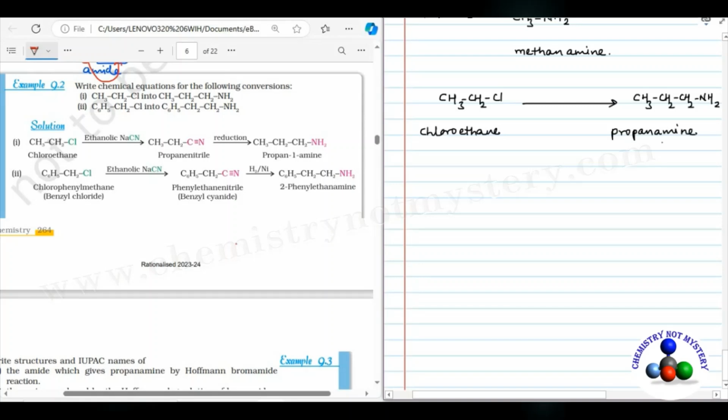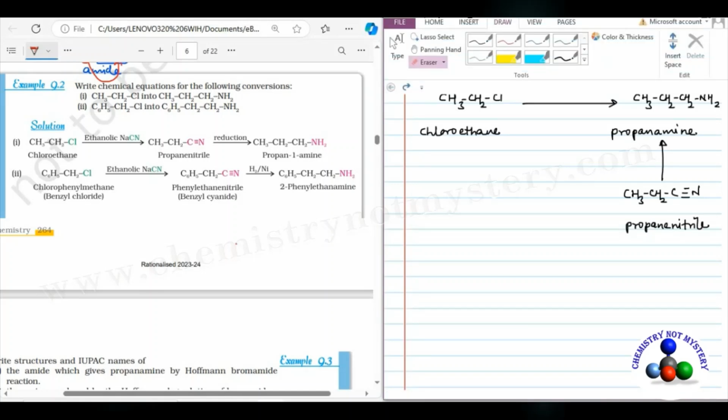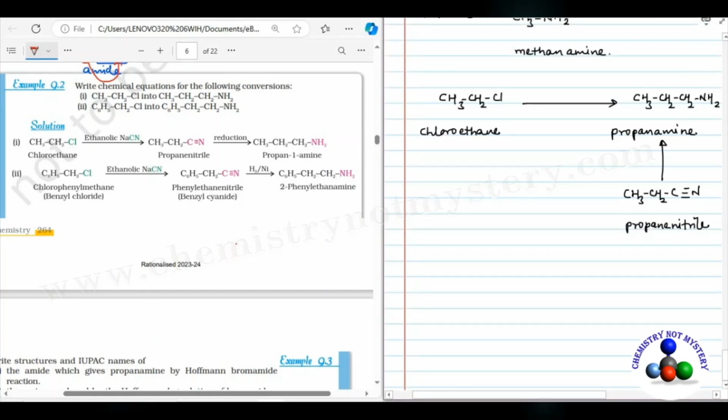So propanamine can be prepared from, so let's start from the product. So propanamine can be formed from nitrile, propane nitrile. So here you can write CH3CH2 C triple bond N. So this is propane nitrile. So this propane nitrile can be formed by the nucleophilic substitution reaction of chloroethane. So if we can substitute Cl by CN, you can get propane nitrile from chloroethane.